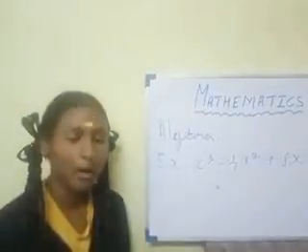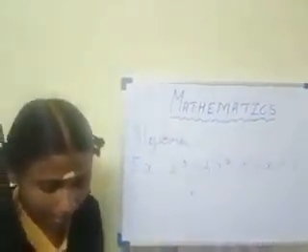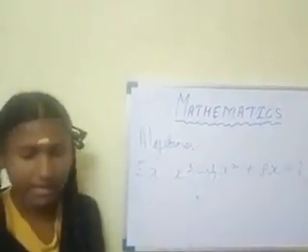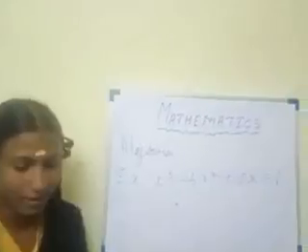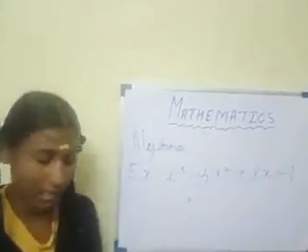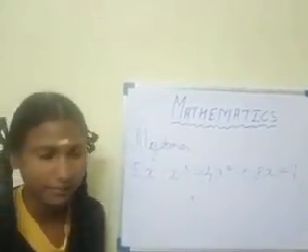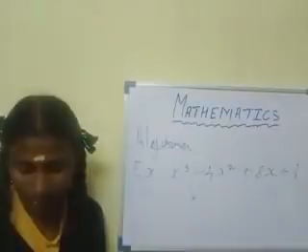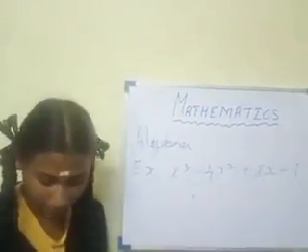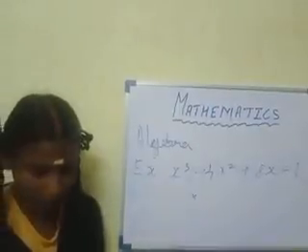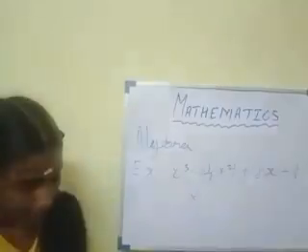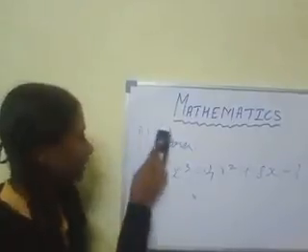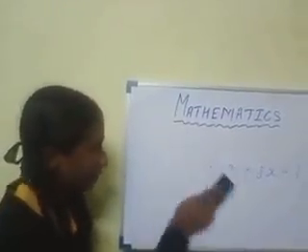Next we go to the polynomials. A polynomial is an expression of constants and variables, involving the fundamental operations, with non-negative integer exponents of the variables. Let's see how to find whether an expression is a polynomial or not a polynomial.